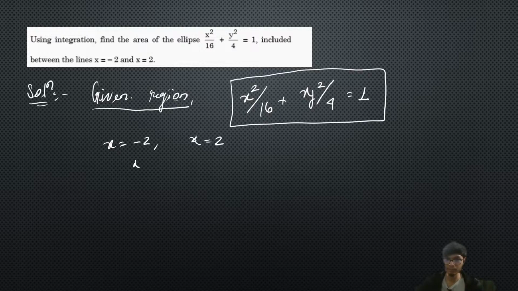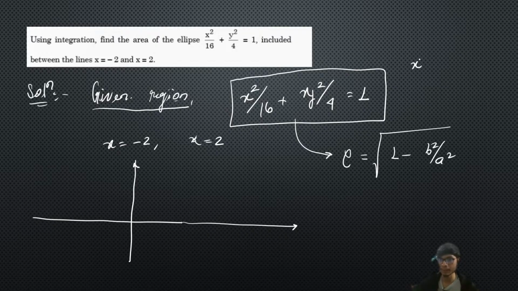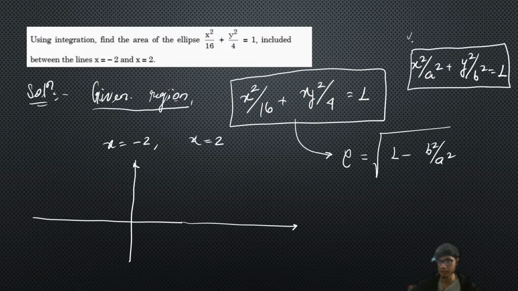So again, the simple step is to try to plot the ellipse. Now in order to plot the ellipse, it is better to have the idea of eccentricity. If you don't know eccentricity, I am recalling it. It is equal to square root of 1 minus b square by a square for the ellipse defined as x square by a square plus y square by b square is equal to 1. That is the general equation of an ellipse with center at origin.